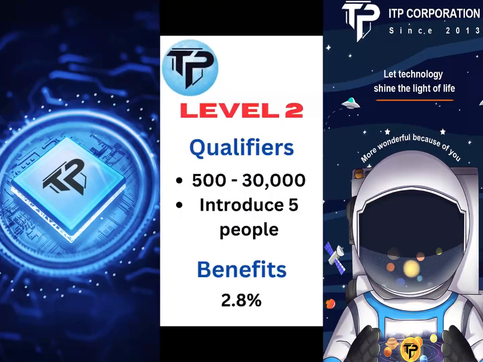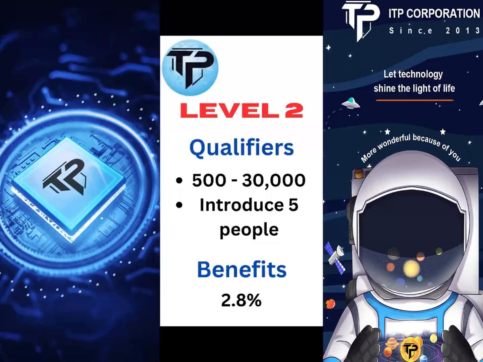The next level is level 2. To qualify for that, you need between $500 and $30,000. Okay, and the $5,000, as we've seen, is very easy to achieve. Even if you just put in $100, you'll soon get there in a couple of months just with the quantitative trading. However, the other qualification on level 2 is you need to introduce 5 people. Okay, once you introduce 5 people and you made those qualifications, then you get 2.8% a day instead of 2.5% a day.